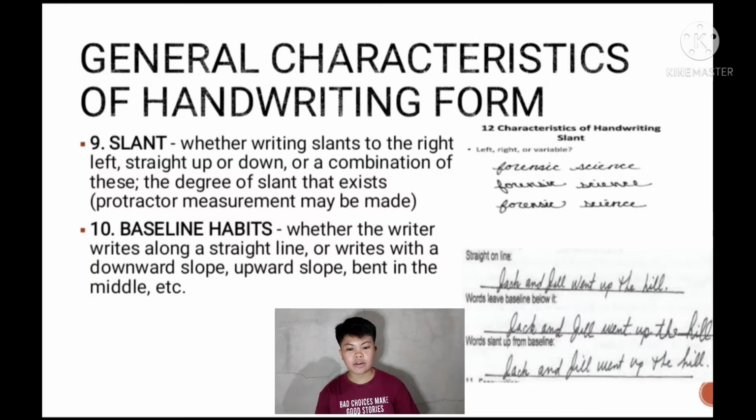Number 10 is the baseline habits. Whether the writer writes along a straight line or writes with a downward slope, upward slope, bend in the middle, etc. Baseline habits is where the writer tends to write. It could be above the line, below the line, or on the line.